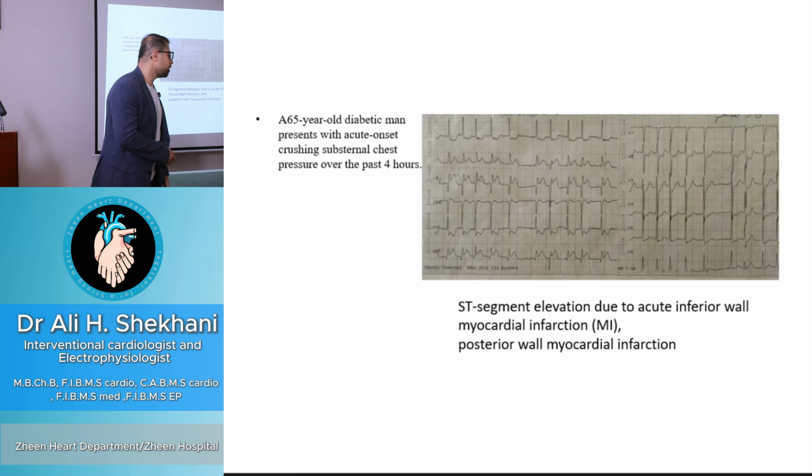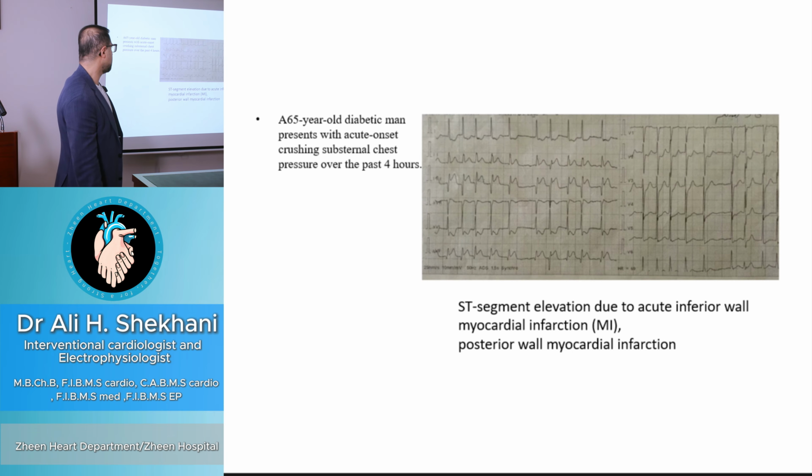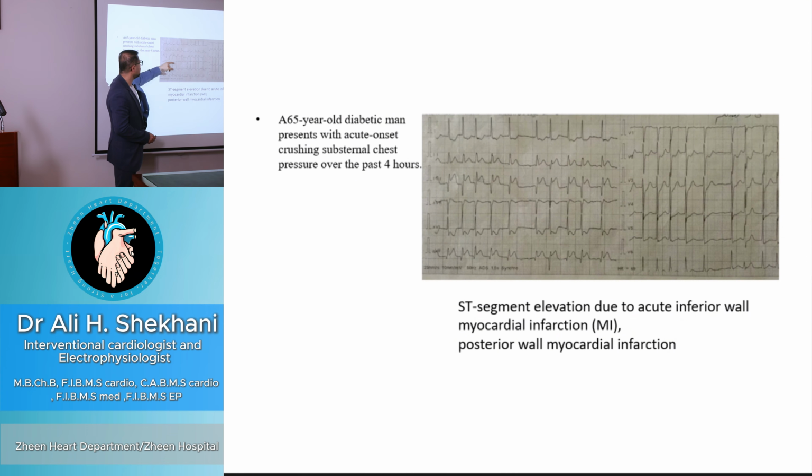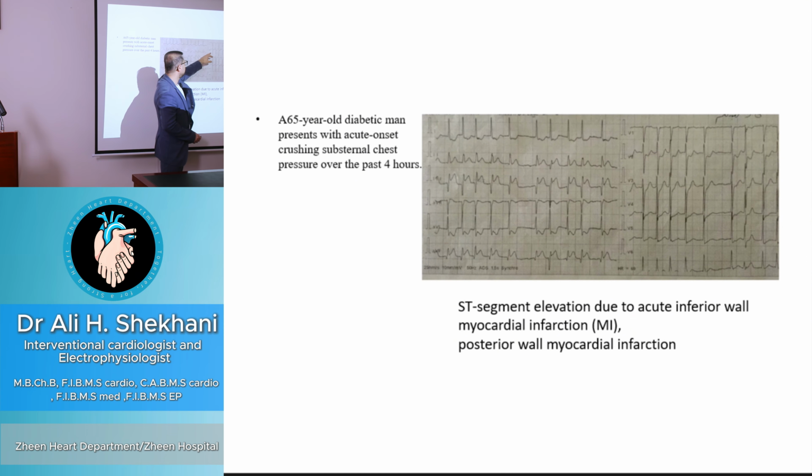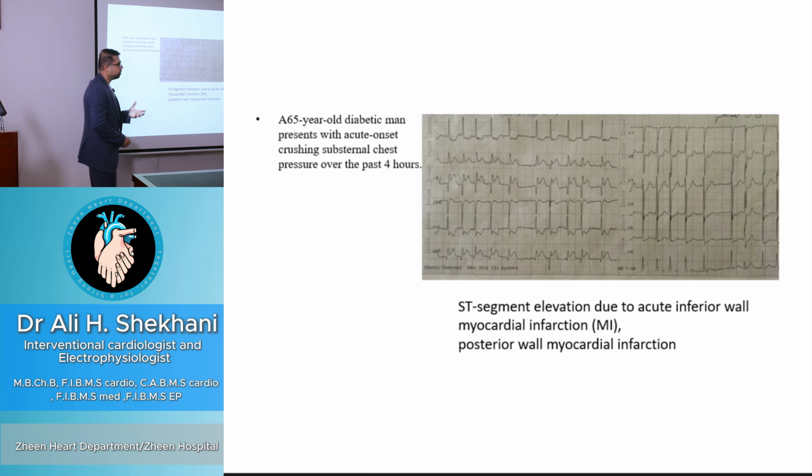This is an ECG from another patient with acute myocardial infarction. This is ST elevation in the inferior leads. And also there is another finding. There is ST depression in V2, V3. This ST depression usually suggests some involvement of the posterior wall.